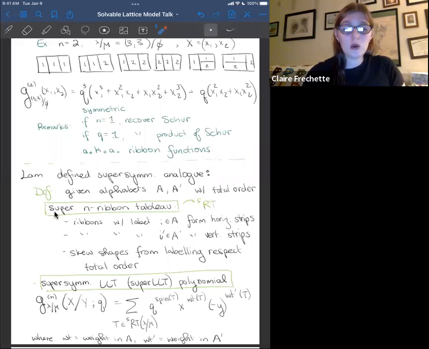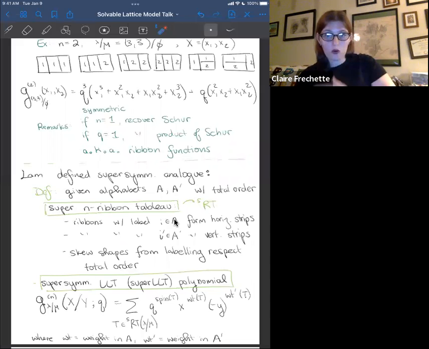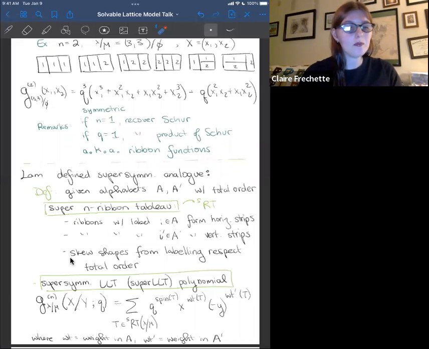And we're going to define a super n ribbon tableau to be a ribbon tableau where ribbons labeled in our first alphabet make horizontal strips and the ones in our second alphabet make vertical strips. And then the skew shape that you get when you look down the total order of the labeling interacts properly. And we use these as a generating function to give us supersymmetric or super LLT polynomials. So as before, we have q to the spin, we have x to the weight in the first alphabet, and then we also have a second set of parameters, negative y, that we take to the weight in the second alphabet.